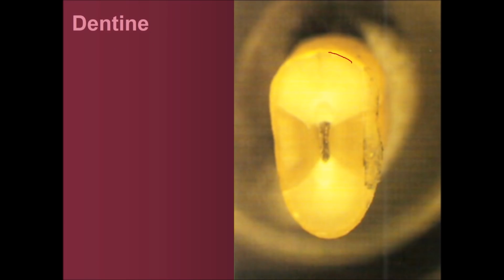This is how it will look. This is what we call the butterfly appearance. This is the butterfly appearance in cross section. Why? Because of the divergence or convergence of the dentinal tubules from this point to the external surface. This is used in forensic dentistry.